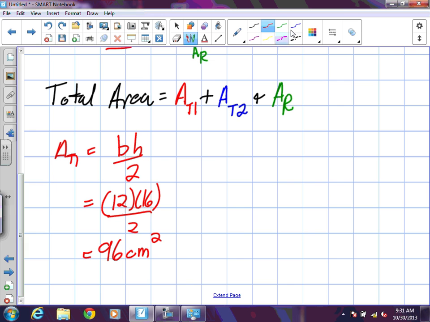Second thing we need to figure out is the area of triangle 2. Still start with the exact same formula, base, and I'm going to write it a little differently. Base times height multiplied by a half. This is still the exact same formula. When I multiply something by a half, it's the same as dividing it by 2.